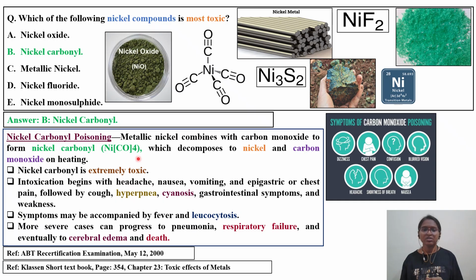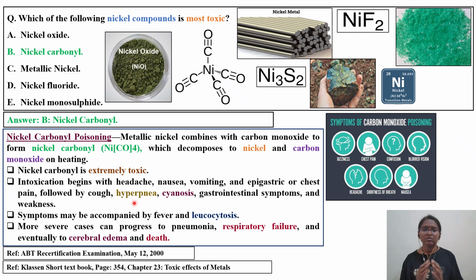This form of nickel is extremely toxic. Why? What are the important symptoms that we can see in a patient exposed to nickel carbonyl? Headache, nausea, vomiting, epigastric or chest pain, and hyperapnea. Since the lung is the target organ for nickel carbonyl, there will be difficulty in breathing and cyanosis, similar to carbon monoxide poisoning or cyanide poisoning. Gastrointestinal symptoms and weakness are also important symptoms you can find.